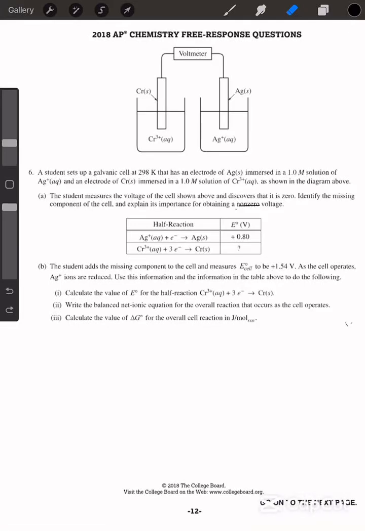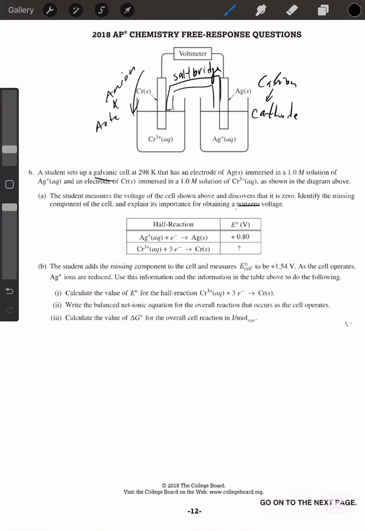Okay, so this is the 6th FRQ from the AP Chemistry exam in 2018. And part A says, find the voltage, identify the missing component and explain its importance for attaining a non-zero voltage. As you can see here, we have a voltaic cell, so it's missing the salt bridge.